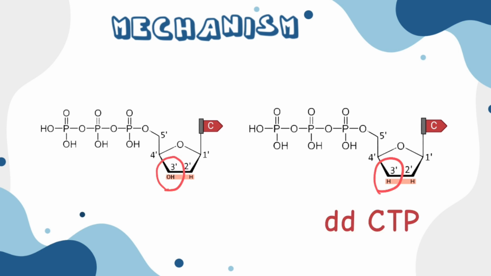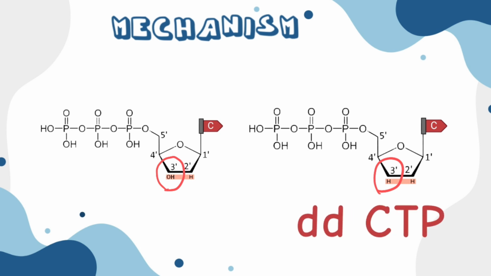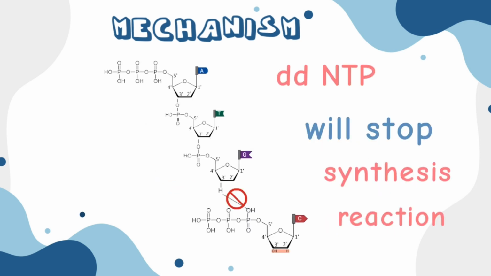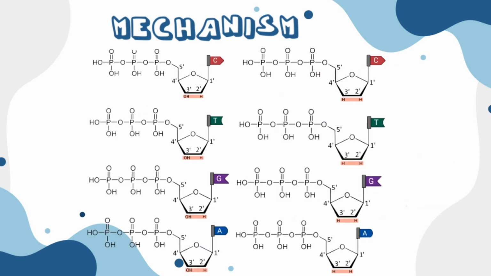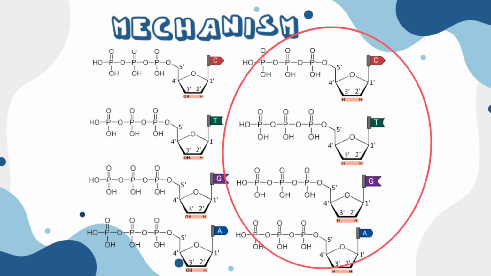ddNTP refers to dideoxynucleotide triphosphates. It lacks a 3-hydroxyl group compared to dNTPs. ddNTPs are chain extension inhibitors of DNA polymerase. We will prepare 4 different ddNTPs.